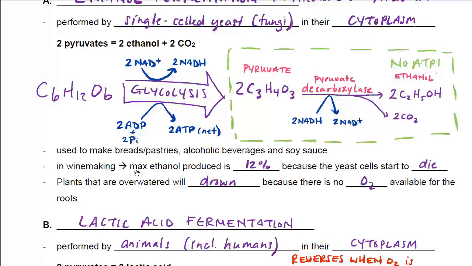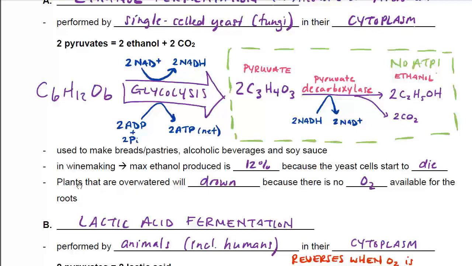Okay, so in winemaking, the max ethanol that can be produced is 12%, because when you let this process run, eventually the ethanol builds up to such a high level, the 12%, that it becomes toxic to the little yeast that are performing this chemical reaction. So when you start to kill off your yeast, you're going to get to a max amount of ethanol that can be produced, and the yeast cells are going to die.